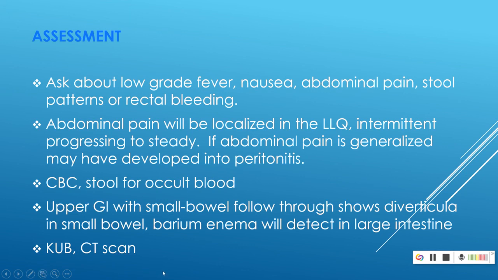An upper GI with a small bowel follow-through shows the diverticula in the small bowel. Because remember, the EGD is called the upper GI. It looks at the esophagus, the stomach, and the duodenal area, small intestine. And then a barium enema will have to be used to detect it in the large intestine. KUB, again, that can show, if we've got inflammation going on, that the colon is a little bit dilated, like it's bigger. A CT scan, same thing.